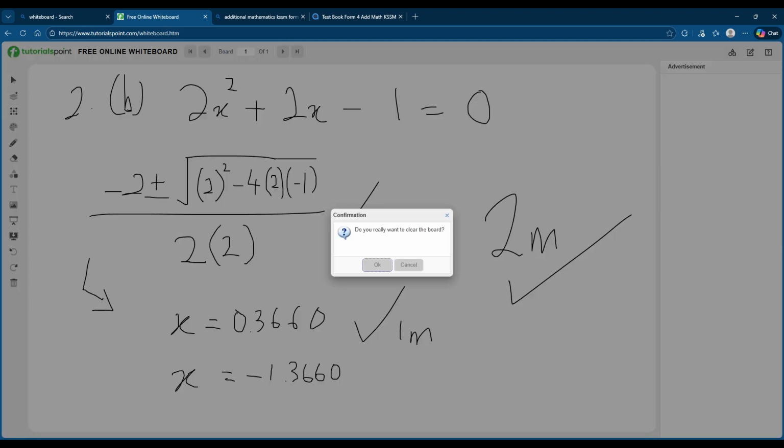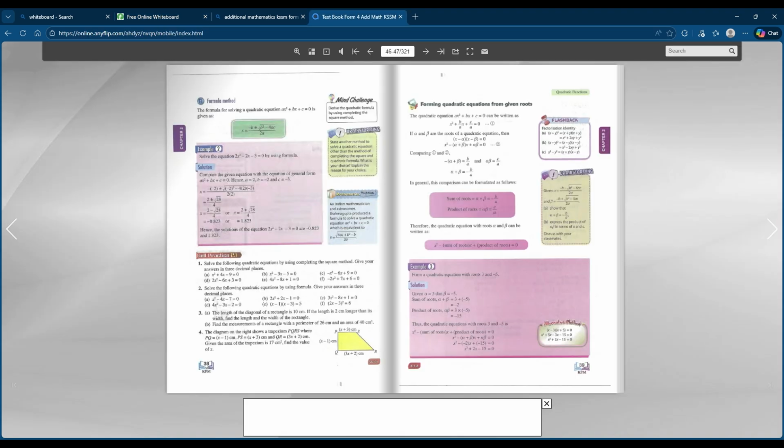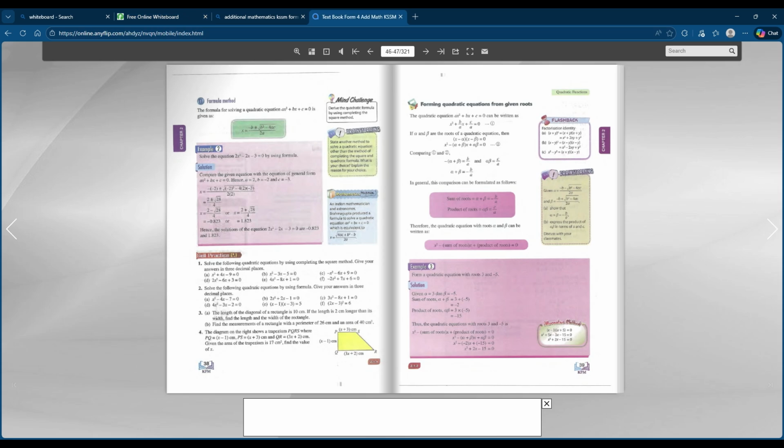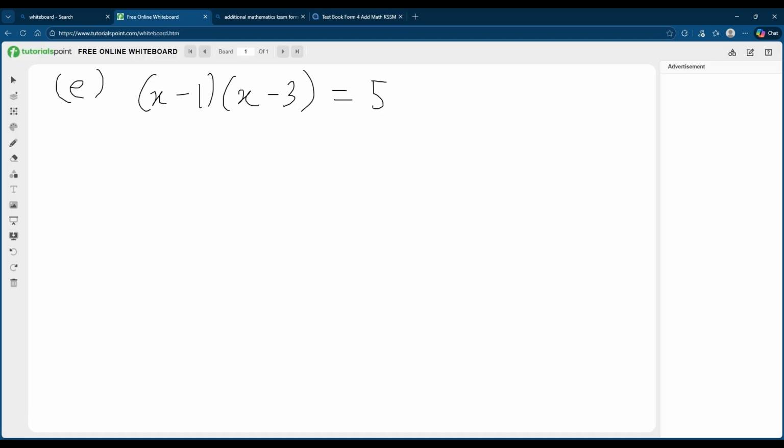Okay, so we move on to the next question. You do a bit harder. We do E. Question E is a bit different. They put in brackets x minus 1, x minus 3, minus 1, x minus 3 equals to 5. This question is a bit tricky, because this one is in factorized form, but we want to change to formula. So how do we do it? Don't worry, I'll teach you step by step.